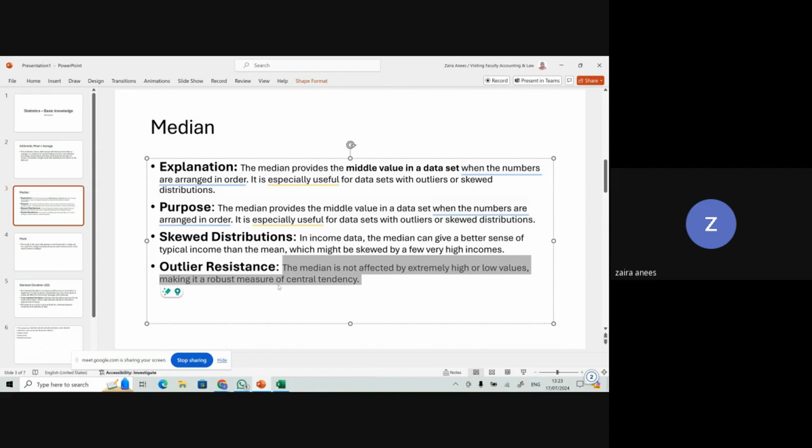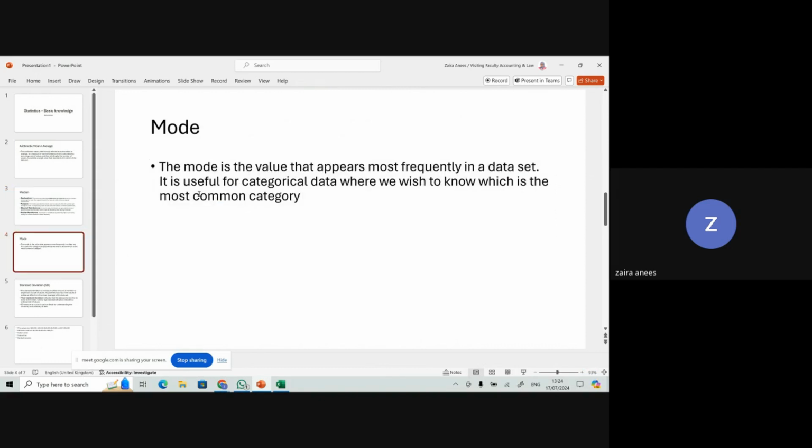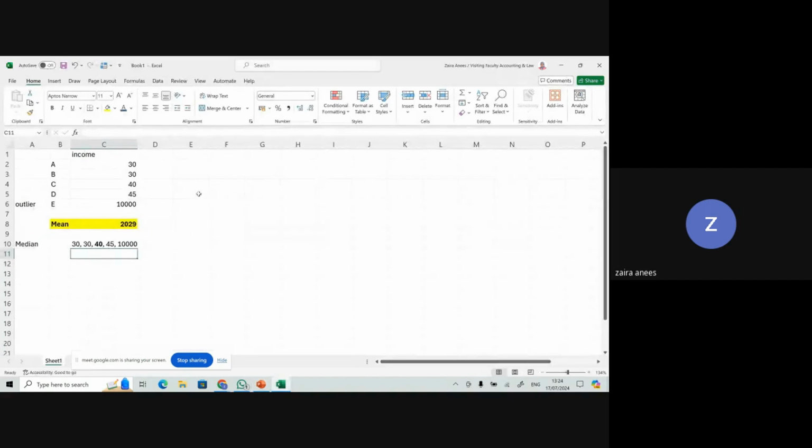Skewed distribution, I'm not going into that discussion, because if there is an outlier, your mean value will go either to the right side or the left side, and the whole distribution diagram can be affected. So what is mode? The third figure, which is the third value, which is generally used in statistics.